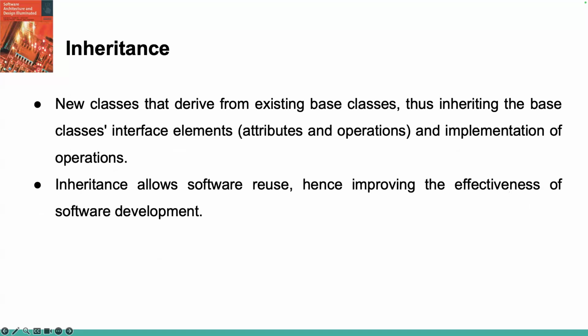Inheritance is a key principle of object-oriented programming that allows new classes to derive from existing base classes. This means that the new class, also called a derived class, automatically inherits the attributes and operations of the base class. For example, if we have a base class called vehicle, a derived class like car can inherit the vehicle class's properties such as speed or fuel, and operations like starting or stopping the engine. The car class can then add its own unique attributes and behaviors like air conditioning or navigation while still utilizing what it inherited from vehicle.